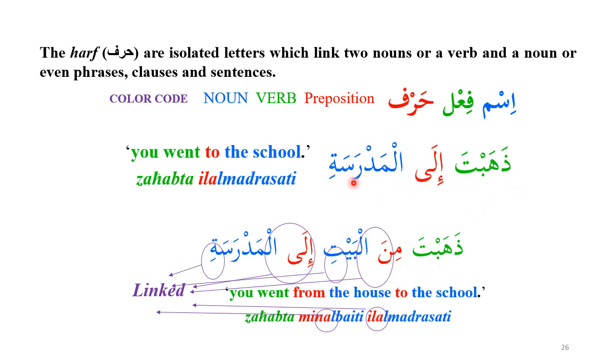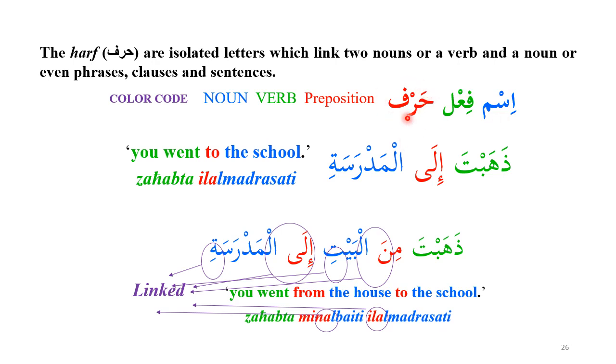Zahabta ilal madrasati. Here, zahabta is the verb, which incorporates the subject. Zahabta means you went. Ila means to, madrasati, right? And this is a preposition called, well, harf. But actually harf doesn't completely mean preposition, as we have seen. It incorporates the preposition and the particles, which is something I'll describe, and it can mean conjunction and other things as well.